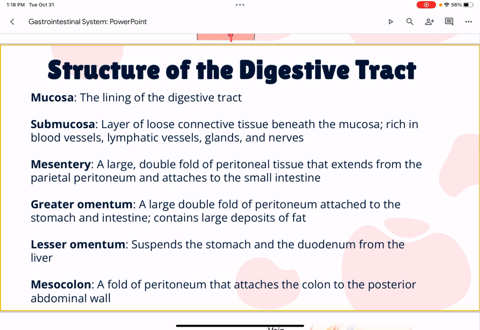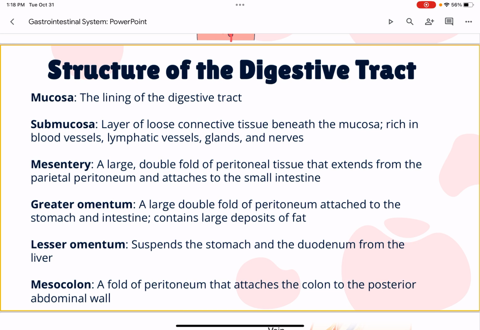The mesentery is a large double fold of peritoneal tissue that extends from the parietal peritoneum and attaches to the small intestine. The mesentery is shaped somewhat like a fan. The handle part of the fan anchors the intestines to the posterior abdominal wall. Blood and lymphatic vessels and nerves that supply the intestines are present between the folds of the mesentery.